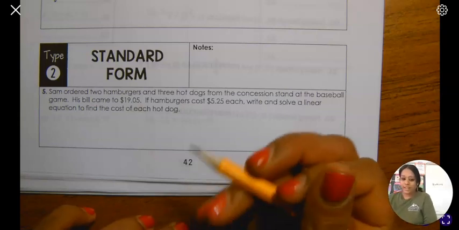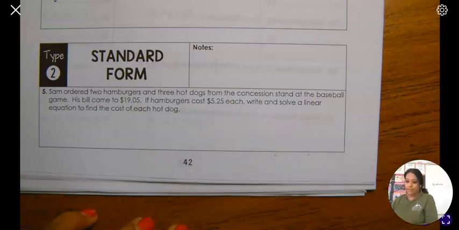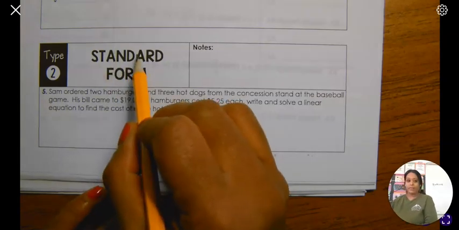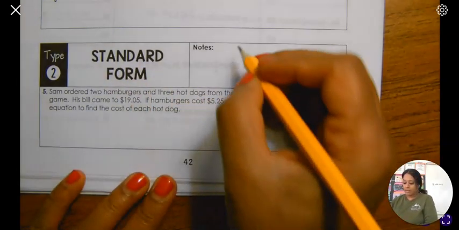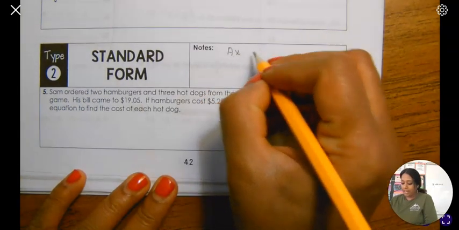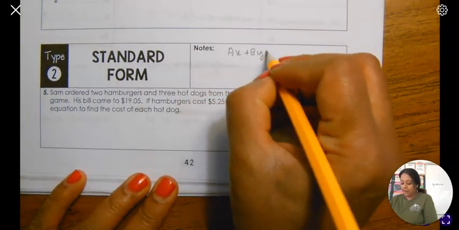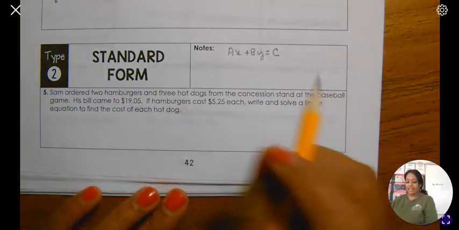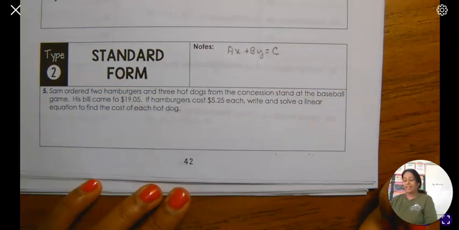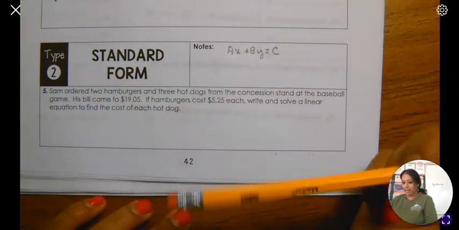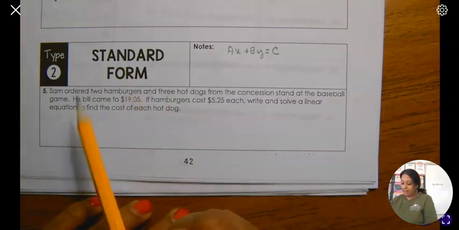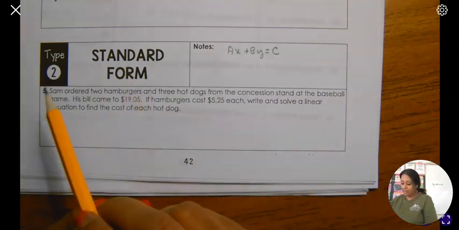Hi class. So here is a second set of word problems that we're going to look at where we're going to use the standard form. Remember that the standard form is ax plus by equals c. I think this is probably the least confusing type of word problems that we have. Okay, let's go ahead and see how this works.